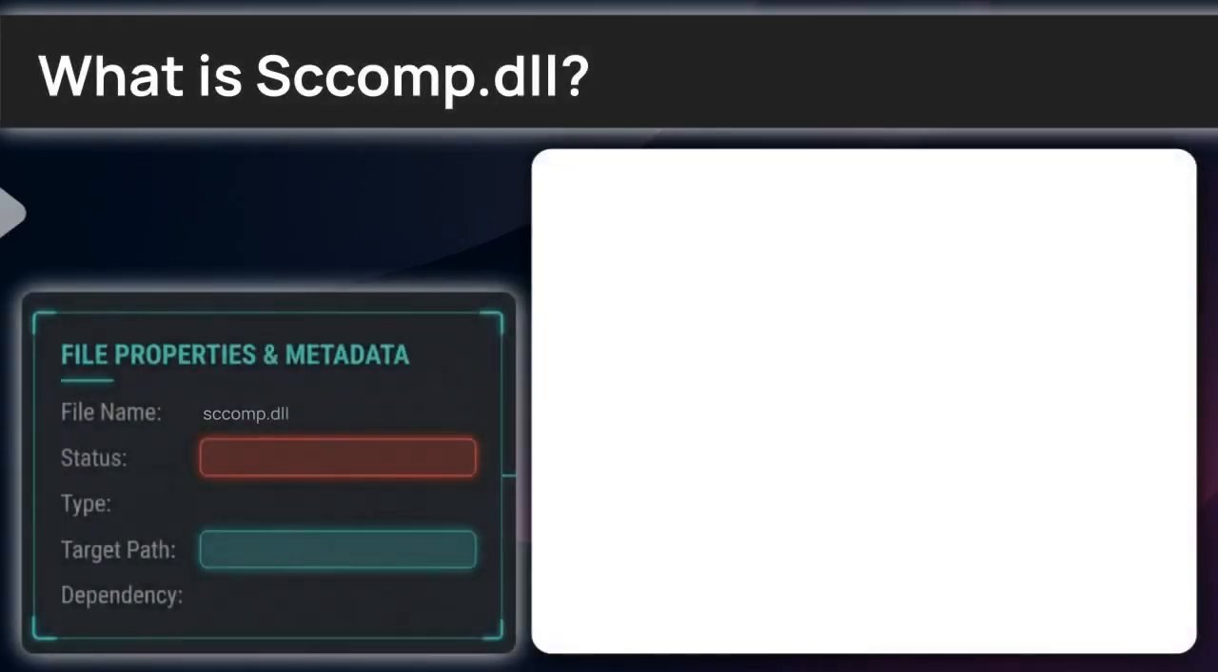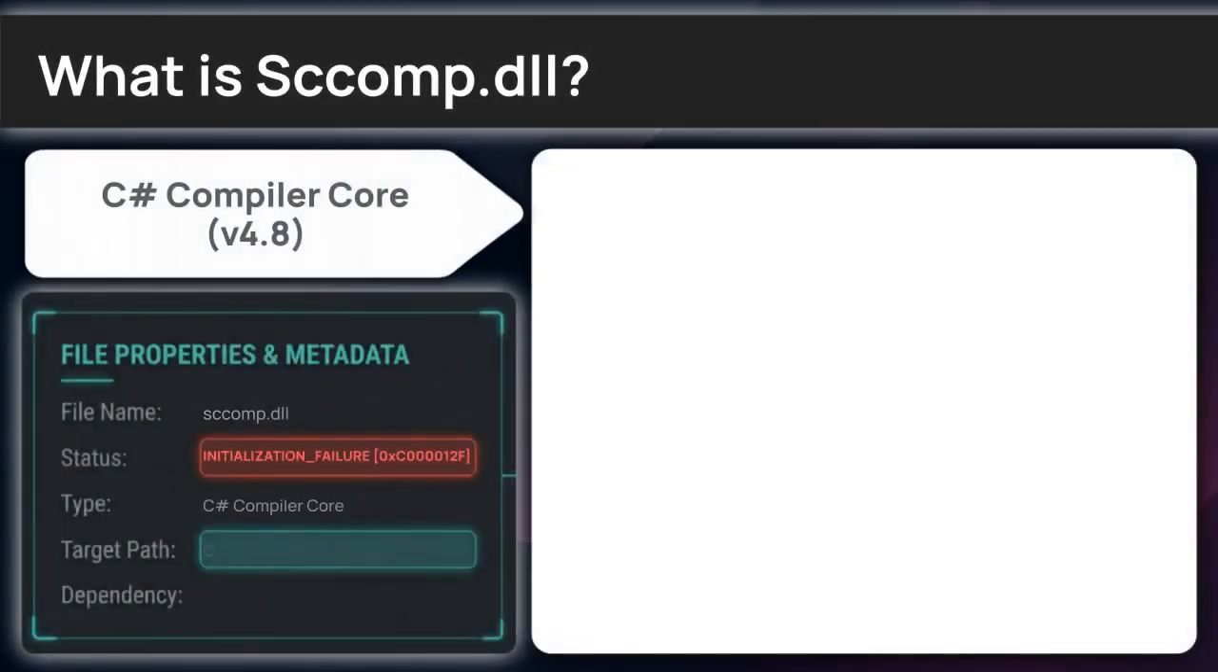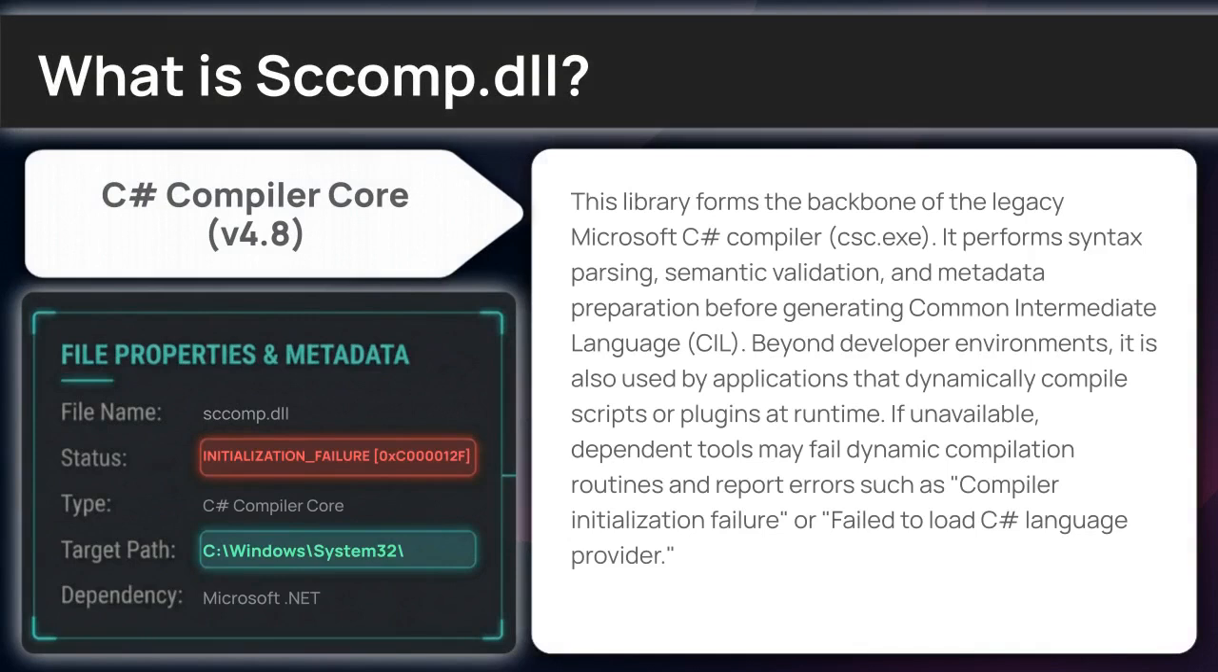This is the SC compiler module. This library forms the backbone of the legacy Microsoft C# compiler, csc.exe. It performs syntax parsing, semantic validation, and metadata preparation before generating Common Intermediate Language, CIL. Beyond developer environments, it is also used by applications that dynamically compile scripts or plugins at runtime.